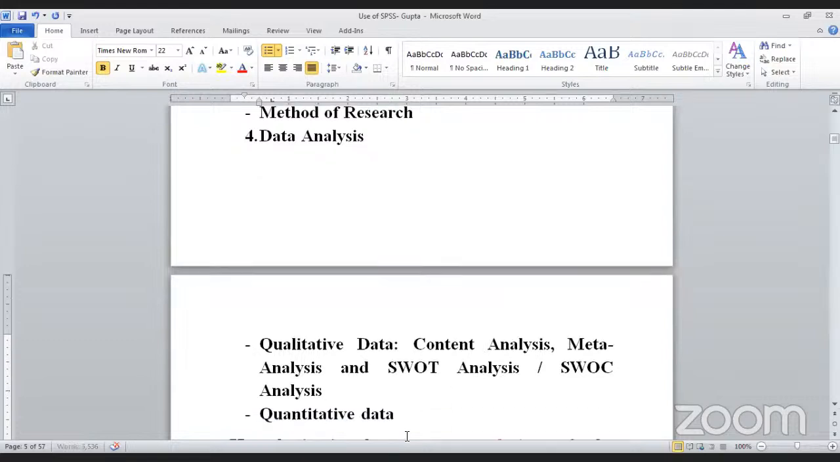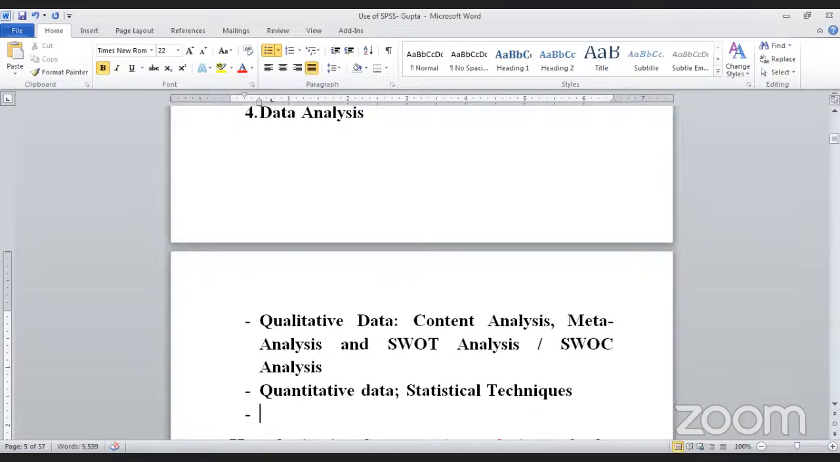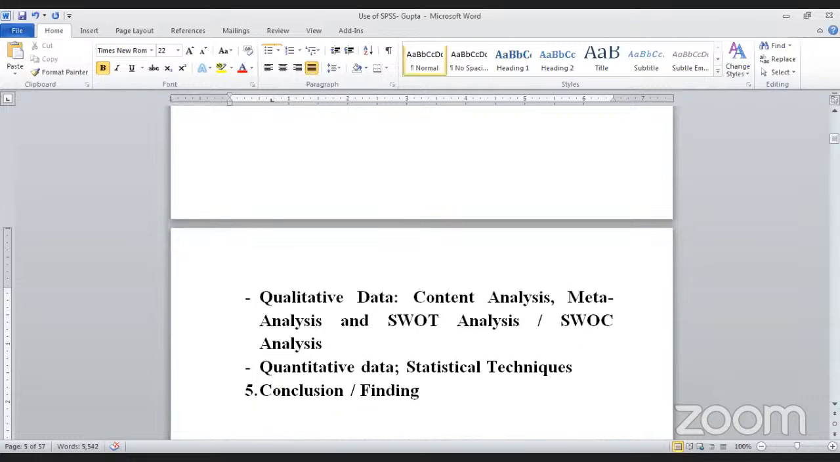But if you have to do the quantitative, then there are many statistical techniques which you must know. You have to decide the statistical techniques. Now, once you have analyzed your data, then the next step is the conclusion, or you can say finding. Now, these are the steps which you will be using for conducting the correlational survey as well as the experimental one.